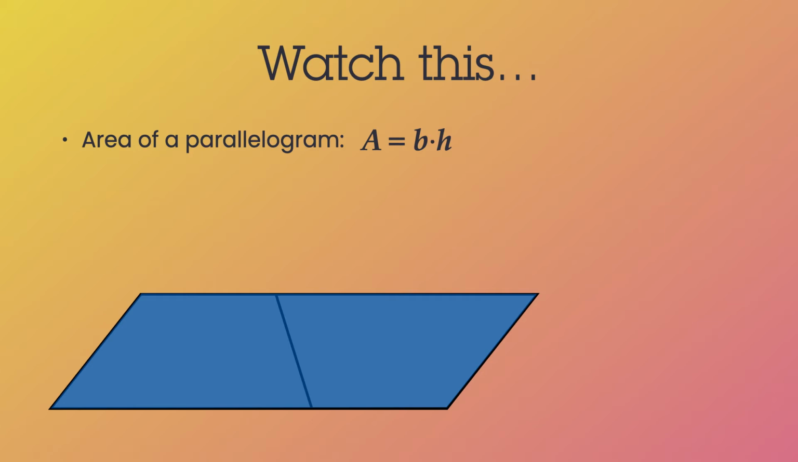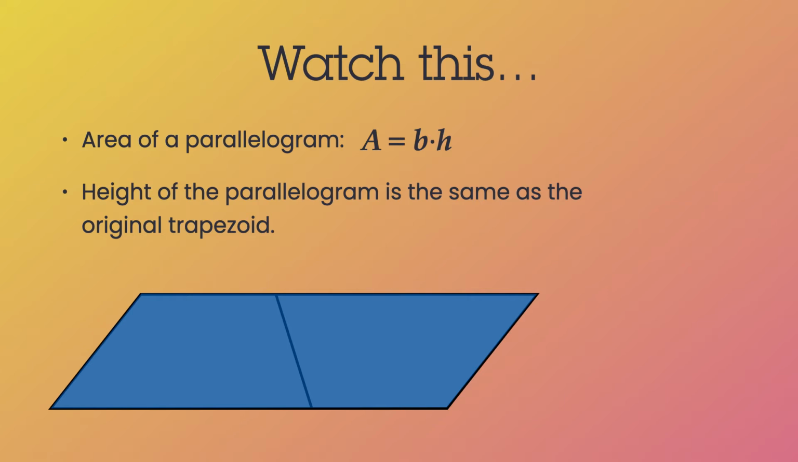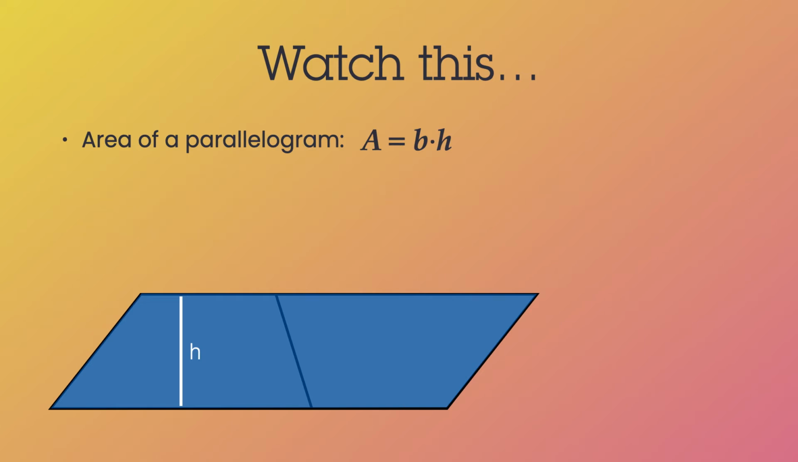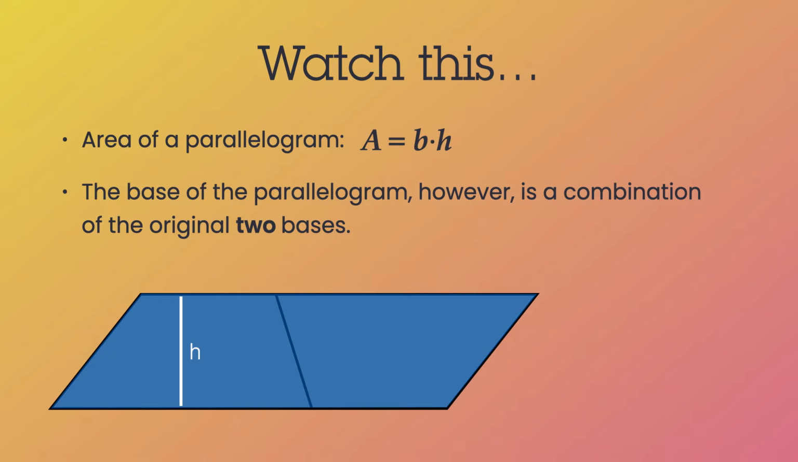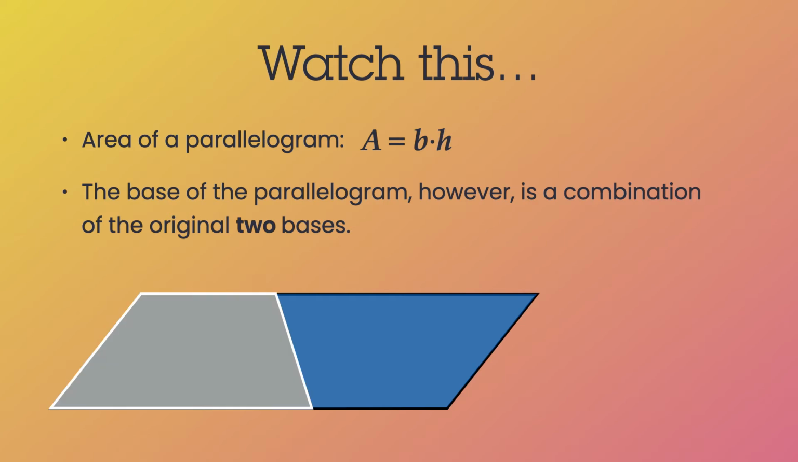But area of a parallelogram is pretty straightforward. So the height of the parallelogram, something we need for that formula, is the same as the height of the original trapezoid. That part's easy. You're given the height of the trapezoid, that's also the height of the parallelogram. The base of the parallelogram is where it gets a little weird, because it's a combination of the original 2 bases in our original trapezoid.